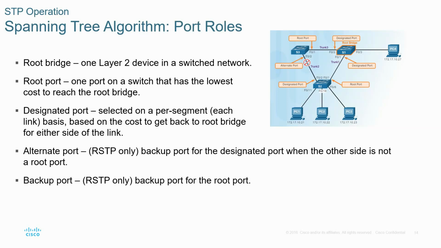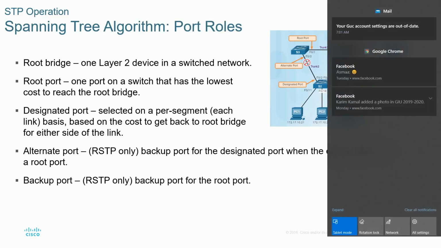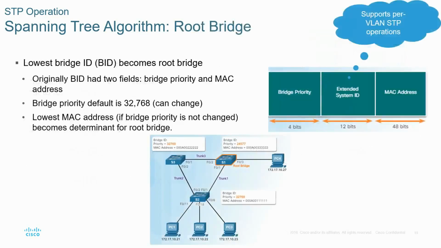The designated port is basically selected on every link, which is basically the second best port to reach the root bridge. Okay. In newer versions of the STP protocol, particularly the rapid STP protocol, which we'll discuss in a little bit, there are two additional port roles. There is the alternate port, which is a backup port for the designated port. And there is something called the backup port, which is the backup port for the root port. So you have two backup ports, one for the designated port and one for the root port, and we will discuss it later in this lecture.